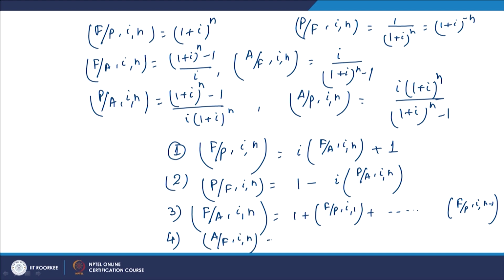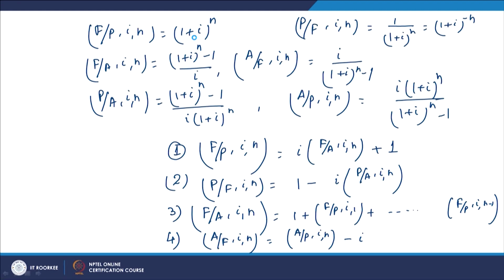Now, this will be A/P at i, n. You can see A/P at i, n minus i. If you subtract i from this, this term will vanish, and it will be i upon 1 plus i. So, this will be A/F at i, n: i upon (1 plus i) raised to the power n minus 1. So, we discussed that. Then next we can have some further relationships.